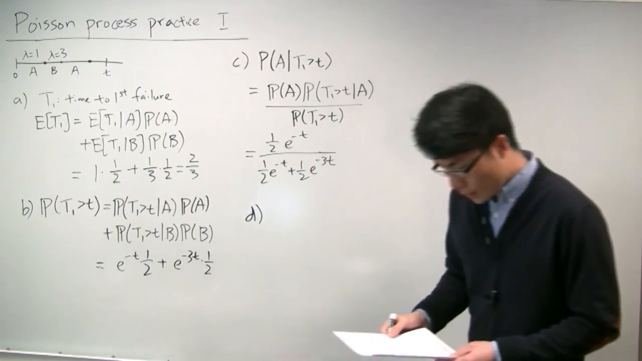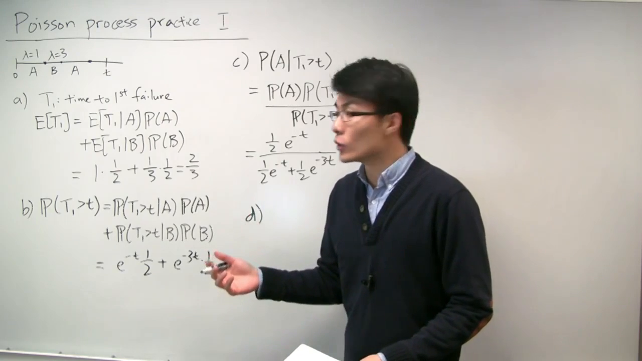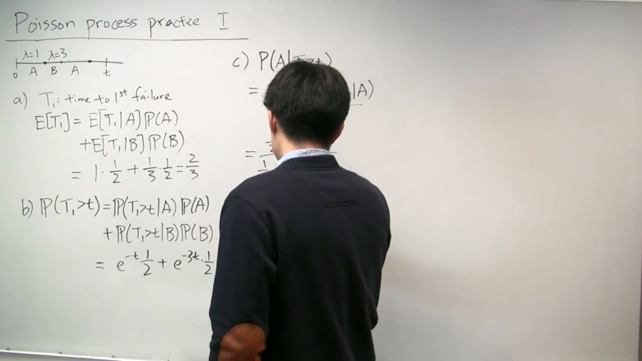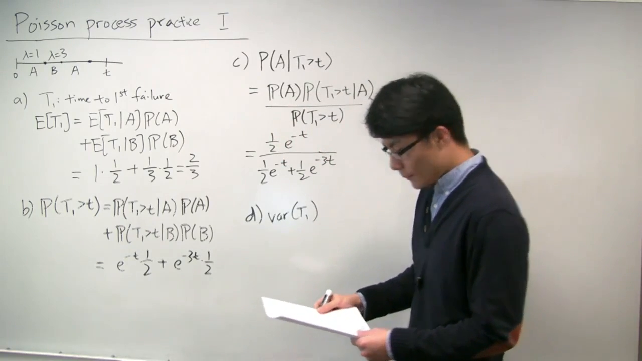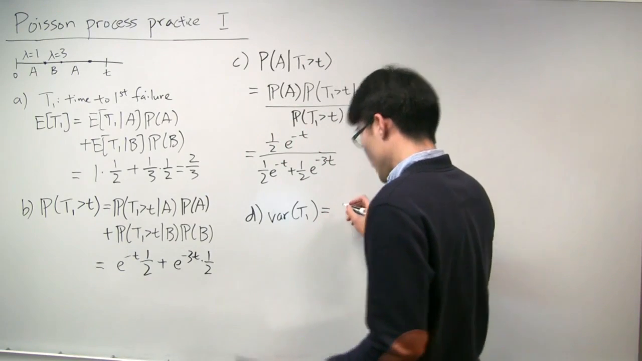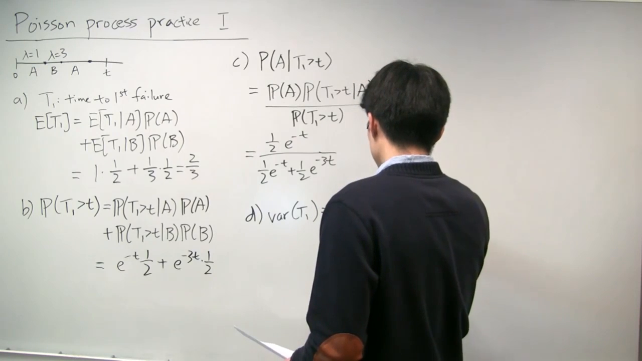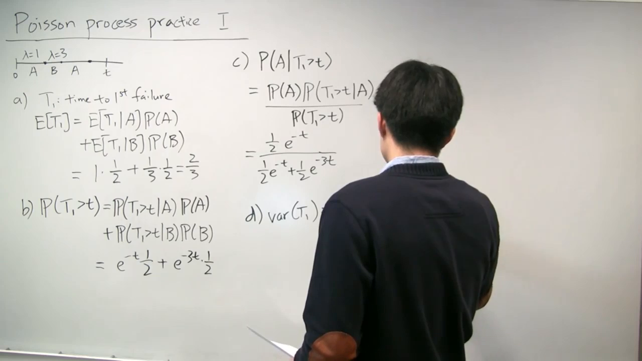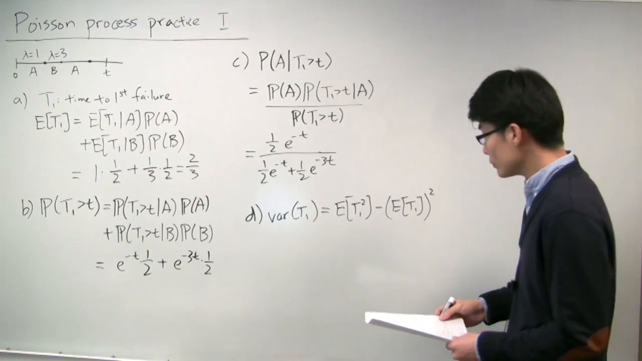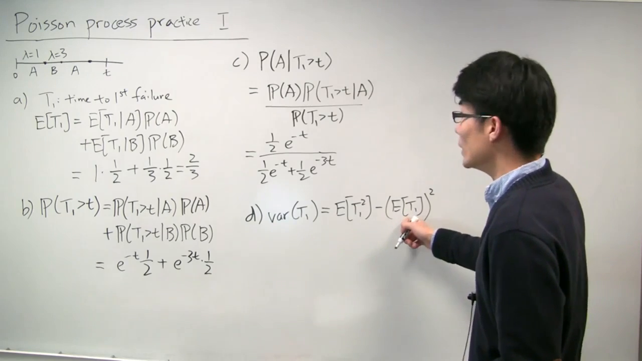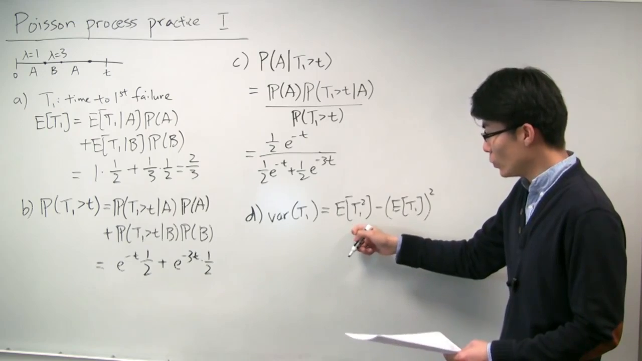Okay. Now, part D asks us to find the variance of how long the first bulb lasts. So what is the variance of T1? To find the variance of T1, let's use this expression: the variance of T1 is equal to the expectation of T1 squared minus the expectation of T1, quantity squared. We already know what the expectation of T1 is. It's 2/3. We calculated that in part A. But we still need to figure out what the expectation of T1 squared is.